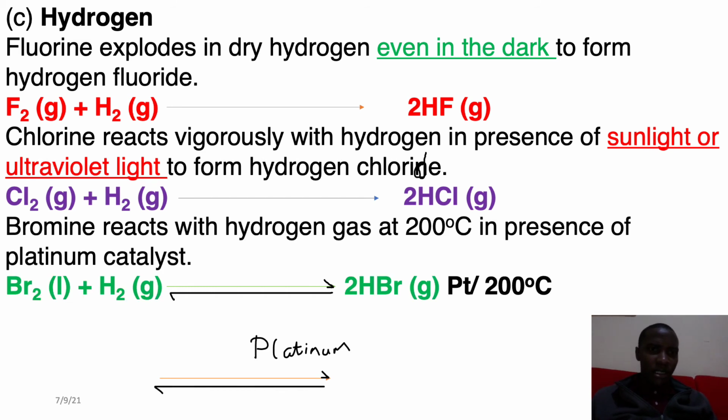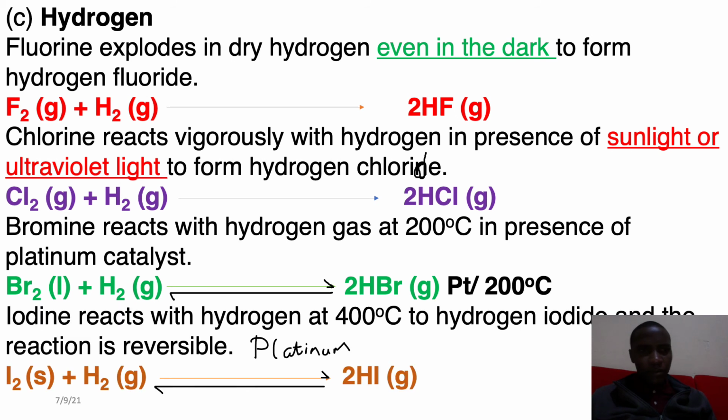Bromine requires a lot of heating and the presence of a catalyst like platinum catalyst. In this case, the temperature is going to be around 200 degrees Celsius. If it is iodine, it is even worse. The reaction is almost impossible, and actually this reaction is very reversible. We expect the iodine to react with hydrogen at even higher temperature than bromine, that is 400 degrees Celsius, to form hydrogen iodide, and the reaction is usually reversible, like you're seeing in the presentation.